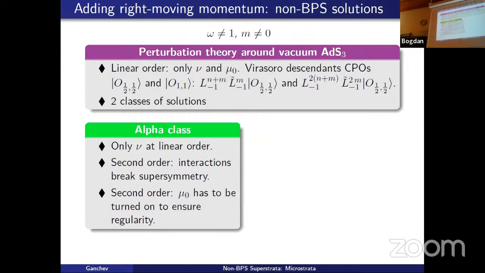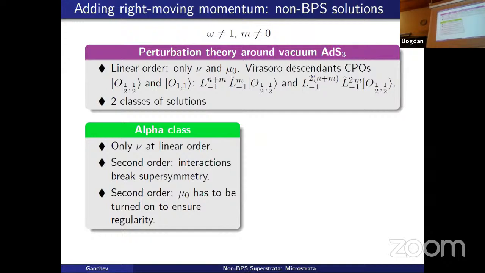and moreover, it turns out that you need to turn on mu 0 in order to ensure regularity of the solution. So this is something that we didn't see at the beginning in our first paper. So we didn't do this in our first paper. It was only Stefano and Rodolfo that told us about it.